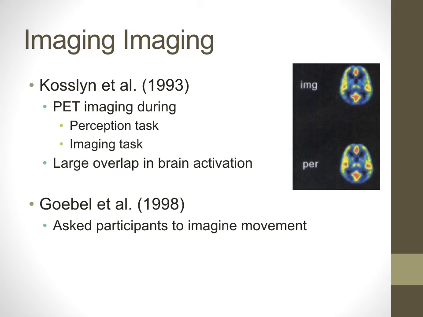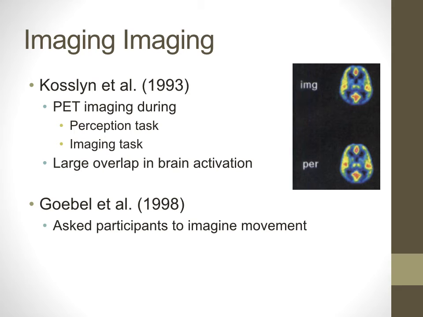Also in a study in 1998 by Goebel et al., we saw that when participants were asked to visualize particular movement patterns or imagine movement patterns, certain areas in the brain were highly sensitive to motion in ordinary visual perception, and it turns out that the same brain areas are activated when participants are just imagining movement. So once again, those systems are interacting.